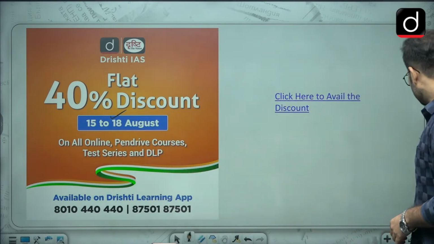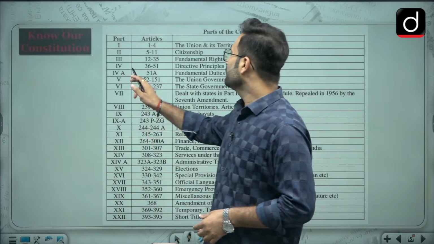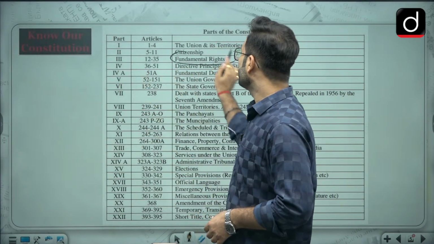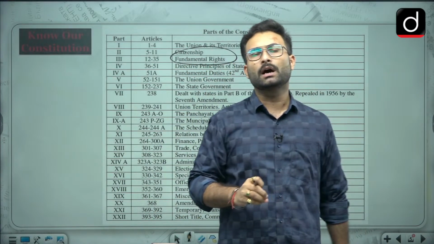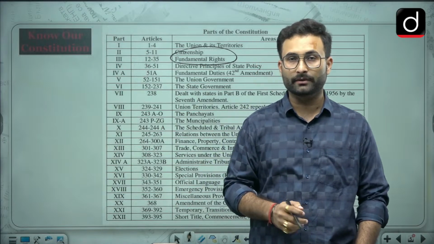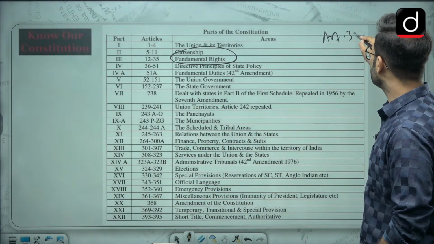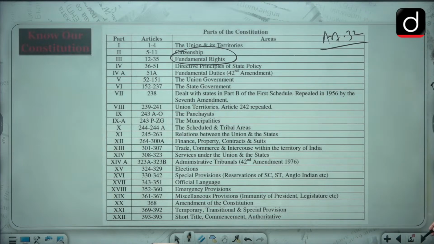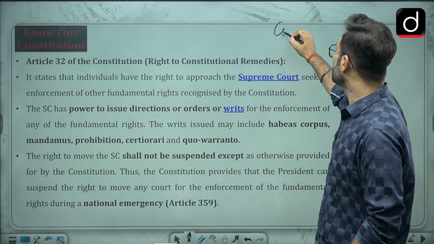Now moving further and starting with the discussion of the day, when we are talking about the Constitution, we were on Part 3, that is fundamental rights. We have discussed almost all rights till Article 30, and when we talk about Article 31, there are certain exceptions which are given with respect to the fundamental rights. Then moving further, Article 32 will be important for us, so we will be discussing Article 32 today. When we talk about Article 32, it is basically related to constitutional remedies.